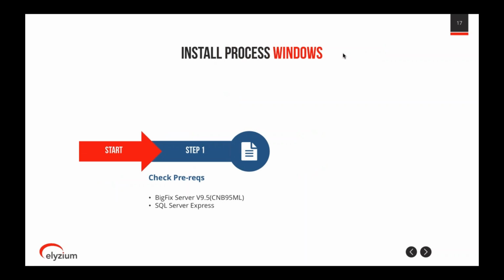For Windows, it's a little bit different. You have to actually install each of the components separately. I've put BigFix server there, and I've got the part number for version 9.5. The first thing is to install SQL Server Express. If you're not using Standard or Enterprise Edition, install SQL Server first, then install BigFix, and that's your part number there.